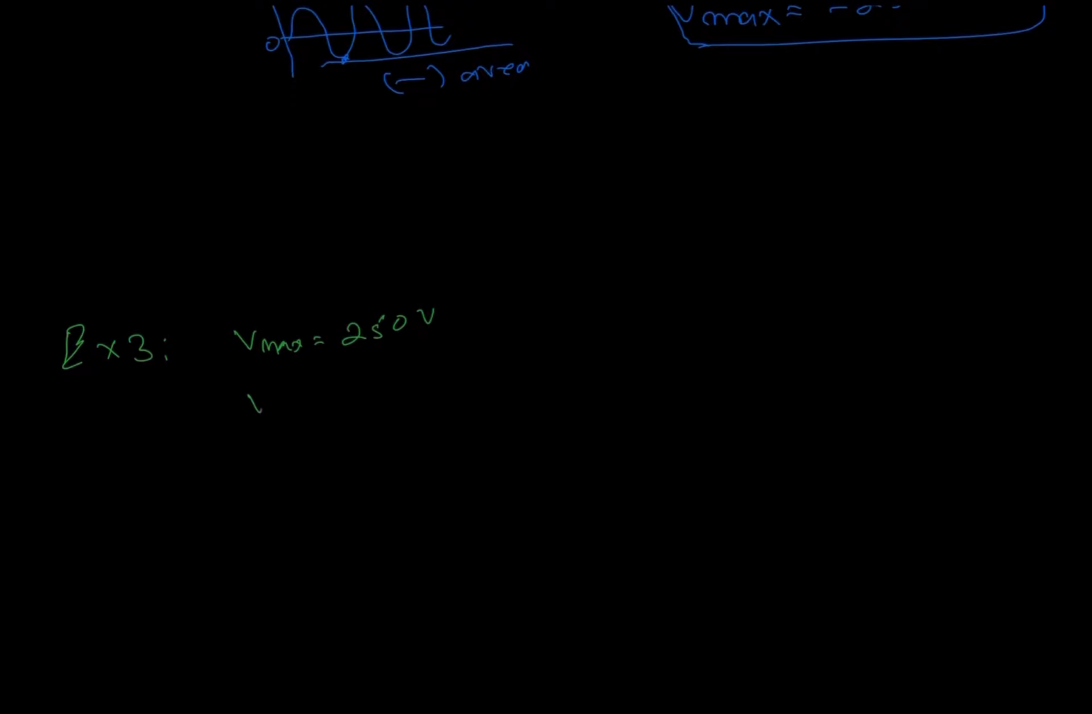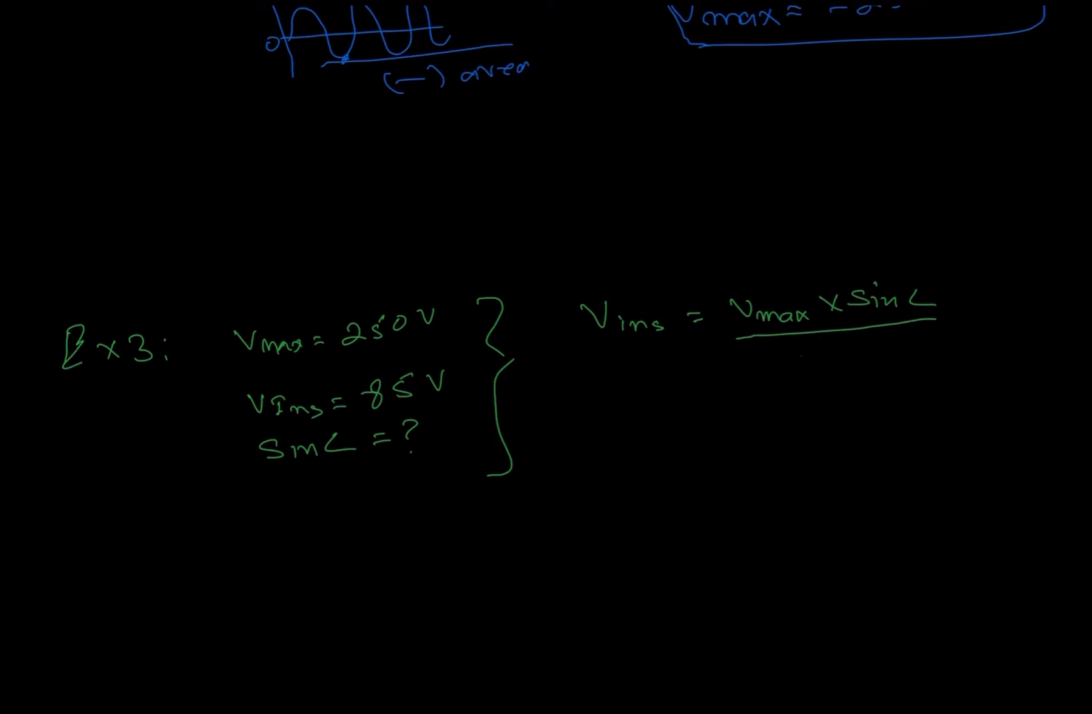Okay, so V instantaneous is 85 volts. So the sine of rotation is not known. So we will use our formula again. V instantaneous is equal to maximum voltage times sine of the rotation angle. So we want to find the sine of rotation.